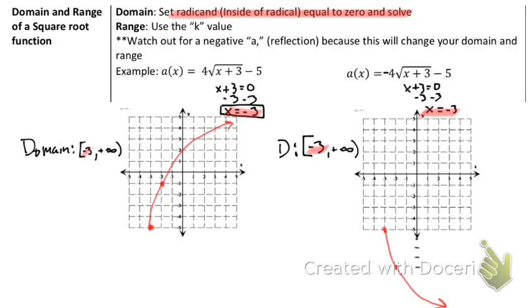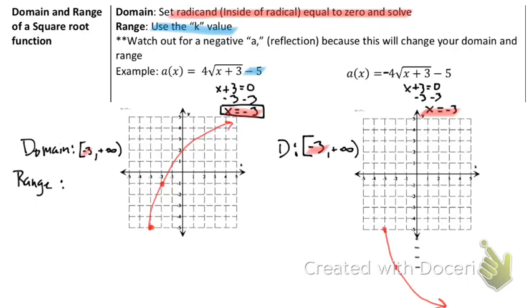Now, how does the k value come into play as far as the range is concerned? So the rule here for the range is we're going to use the k value to find the range. So let's go back to this guy. For our range, our k value is this guy here, which is -5. When we write our range for my first graph, we're going to have this range.